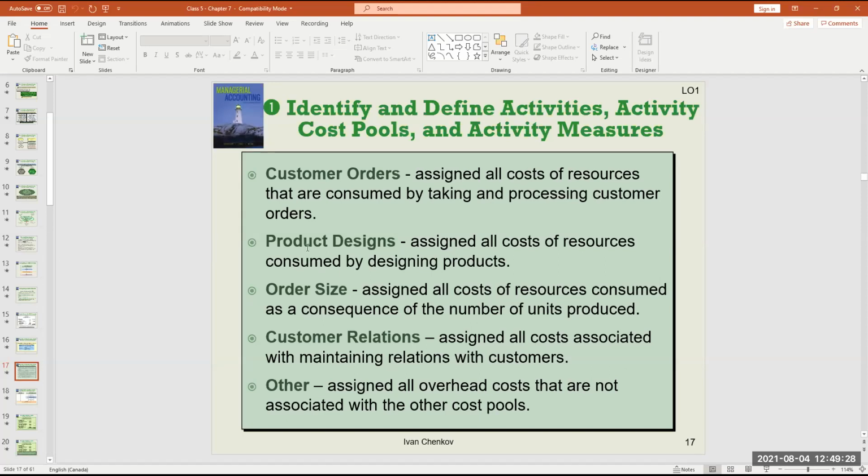Excuse me, Professor. I can understand the activity cost pool, but is that similar to the total cost or not? It's similar to the total cost, but that will be the total cost for that activity only. The activity cost pool will be the total cost for that particular activity only.